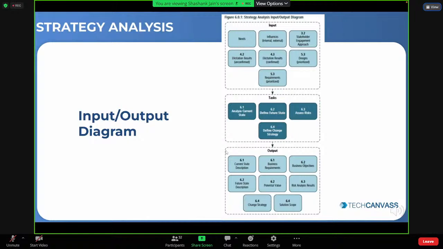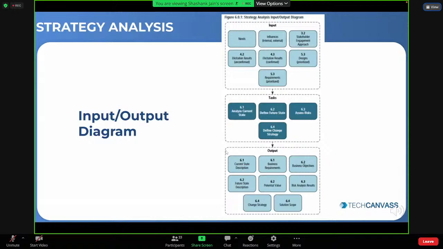To do that, you need to have some inputs. That's where this top box is, which says inputs, and you see 7 boxes here, which say needs, influences, internal and external, stakeholder engagement approach, elicitation results unconfirmed, and many things. But when you are working on the first task, which is analyze current state, there are 2 inputs which are required.